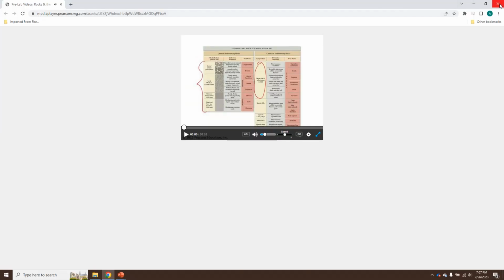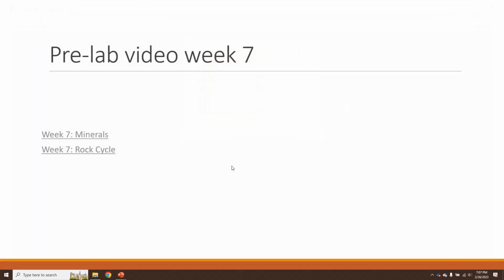So again, this week we're not going to be looking at rocks, we're just going to be looking at minerals. So that is all for this lecture. This one was long, it was a lot of material. Again, please do read your chapter. And that is all for minerals, rocks, and the rock cycle.